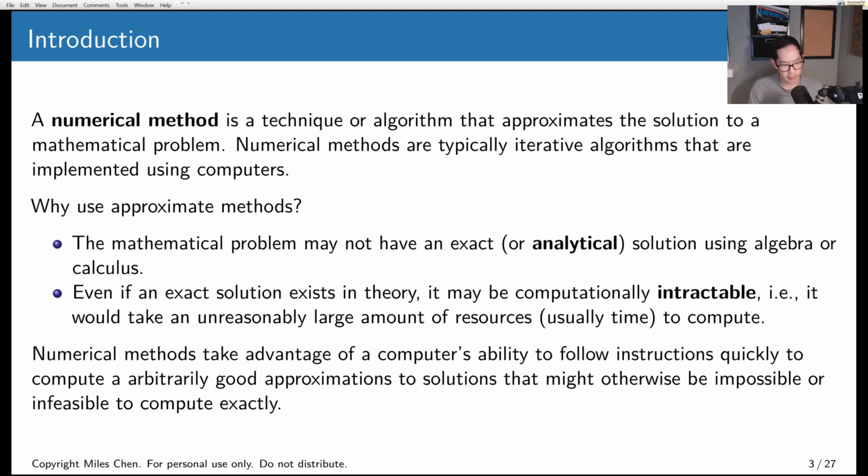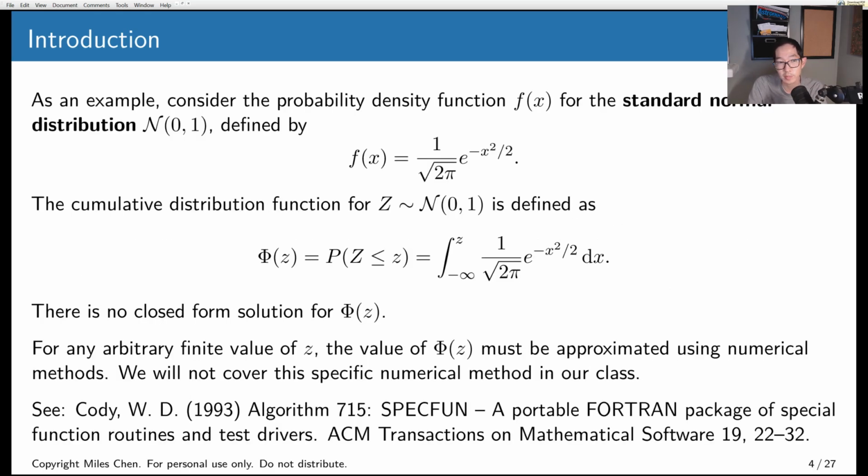And so a numeric method is basically just a compromise that says, you know what, I'm okay with an approximation, right? I only need it to be accurate up to 5 decimal places of precision, and that's good enough for me, okay? And so numeric methods take advantage of the computer's ability to do calculations quickly, and we get approximate solutions.